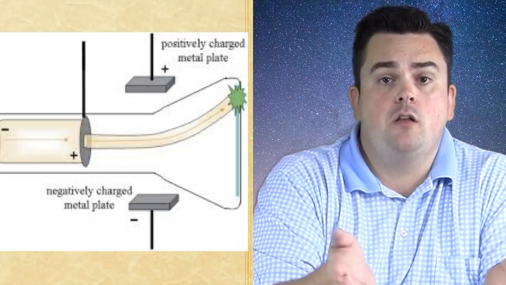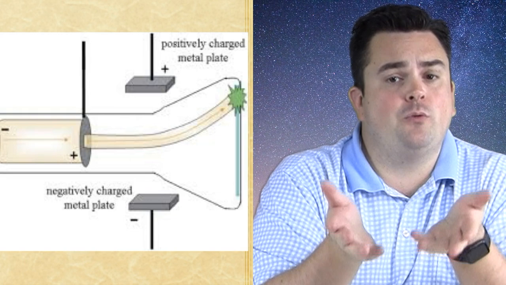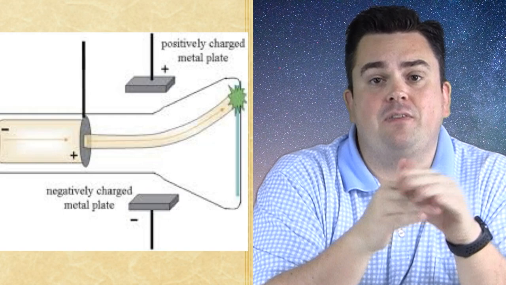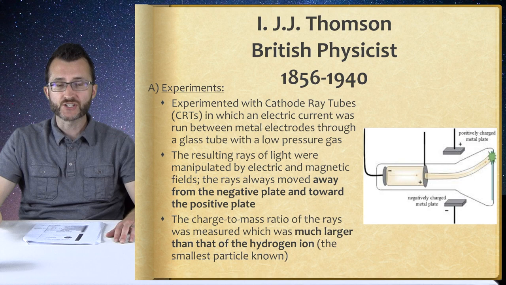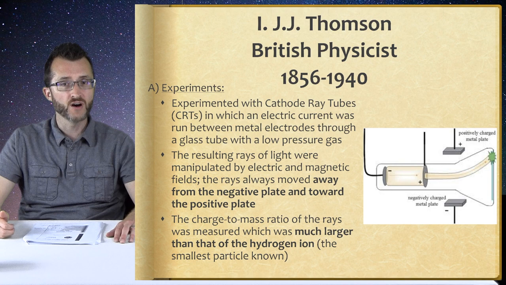You may remember from previous science classes that opposite charges attract and like charges repel. So if you take a look at our diagram here of a cathode ray tube, we can see that the cathode ray is being bent toward the positive side, and it is being deflected away from the negative side. So think about what that may mean for the charge of this cathode ray. The charge to mass ratio of the rays was measured, which was much larger than that of the hydrogen ion, which was the smallest particle known at the time.